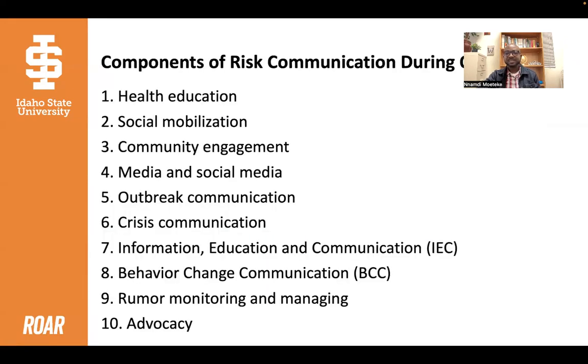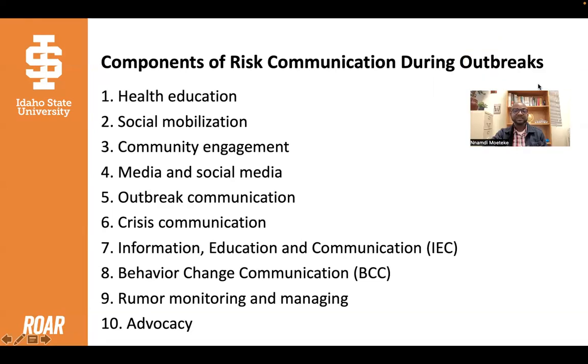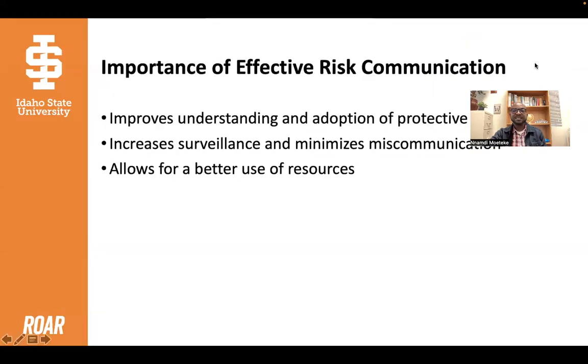So what are the components of risk communication during outbreaks? We have health education, social mobilization, community engagement, media and social media, outbreak communication, crisis communication, information, education, and communication, behavior change communication, rumor monitoring and management, and of course, advocacy.